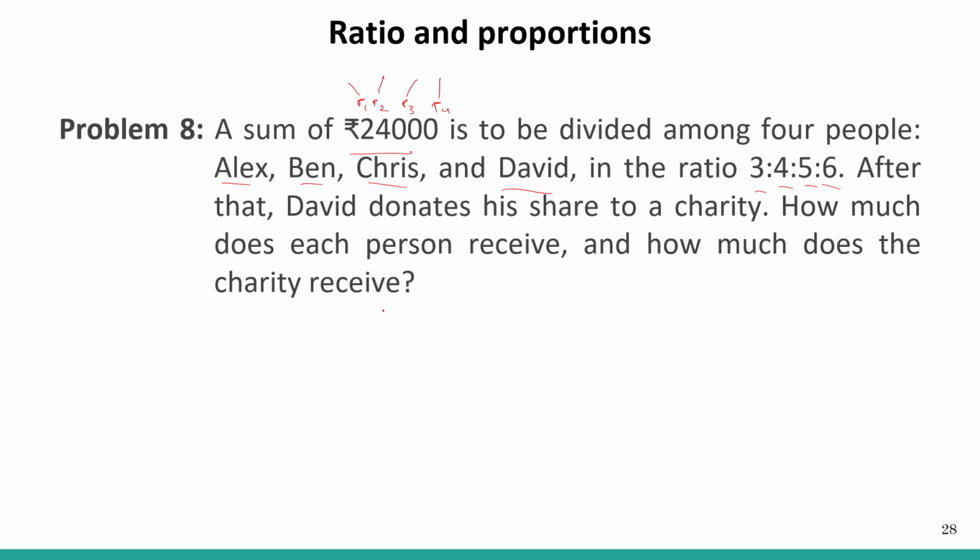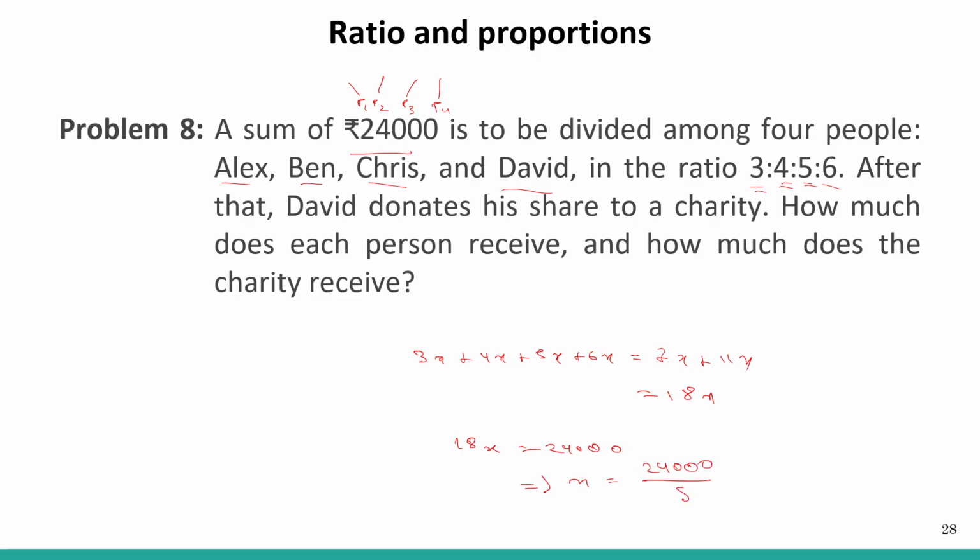Okay, so let's see. We have 24,000, and the ratios are 3, 4, 5, and 6 for Alex, Ben, Chris, and David respectively. So let's add up their parts. Let Alex have 3x part, Ben have 4x part, Chris have 5x part, and David have 6x part. In total, 4 plus 3 is equal to 7x, plus 5 plus 11x, that is equal to 18x in total. So 18x is equal to 24,000. This implies that x is equal to what?